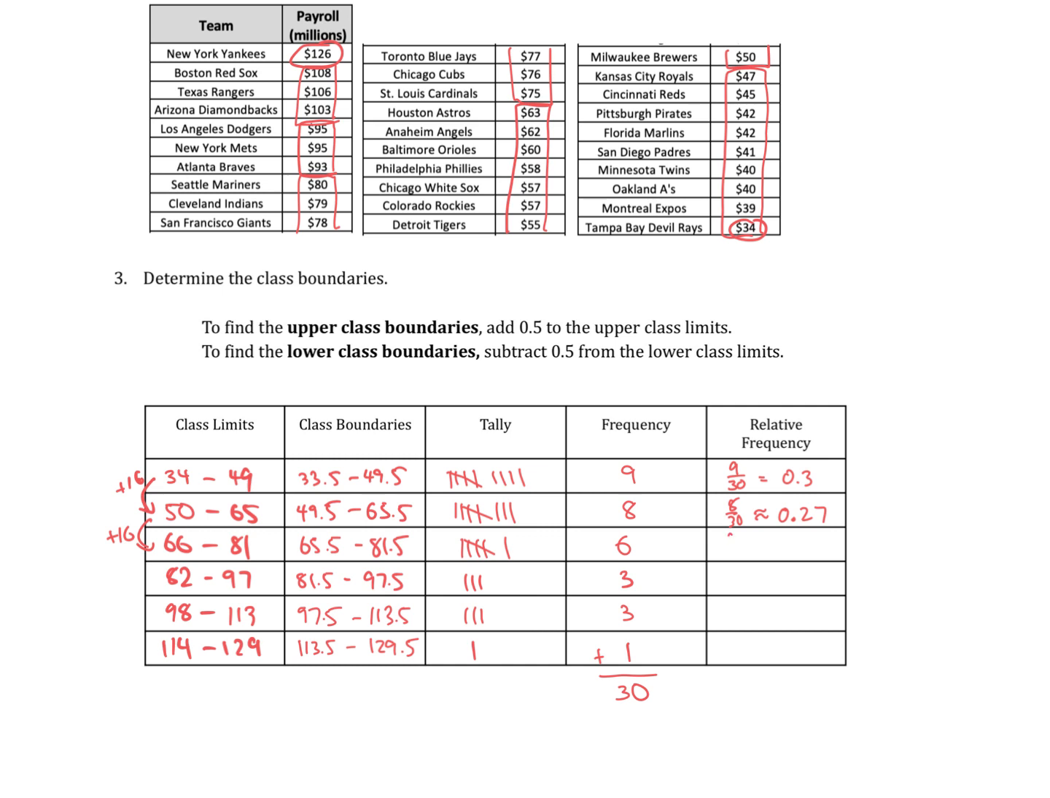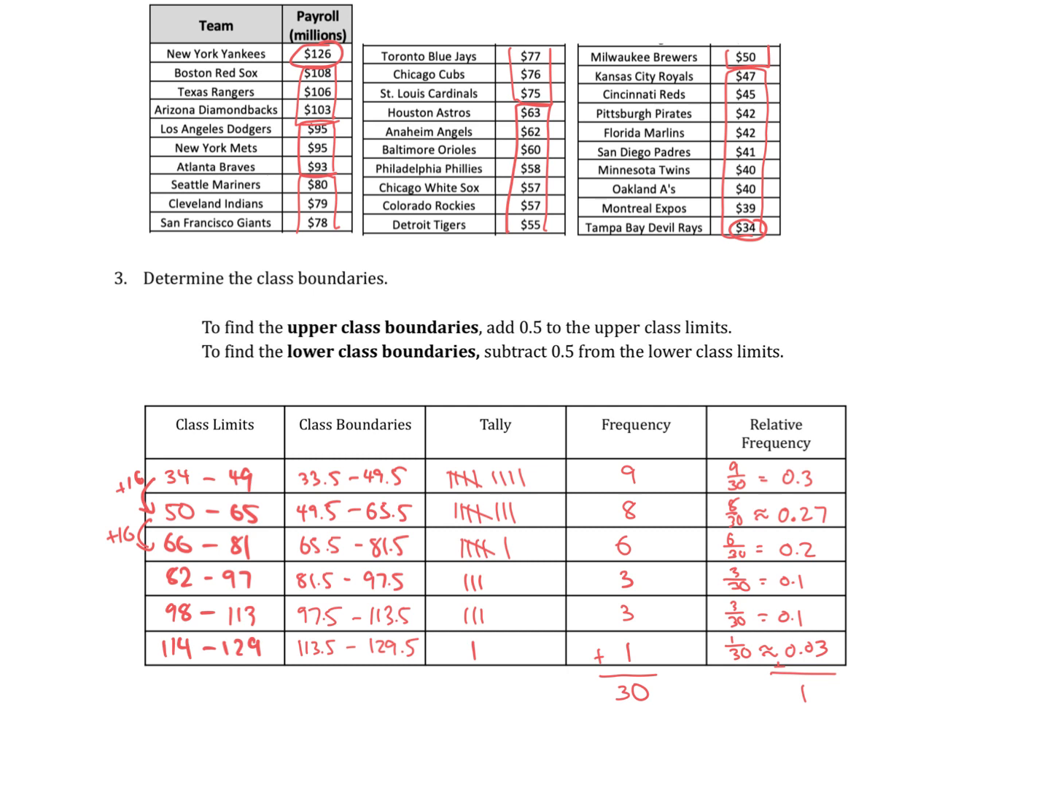Next, 6 over 30 is 0.2. 3 over 30 is 0.1. 3 over 30 is 0.1. And 1 over 30 is about 0.03. Now, you also want to total up your relative frequencies, and those should add up to about 1. Sometimes you might get like 0.99 or 1.01, depending on your rounding, but it should be about 1.